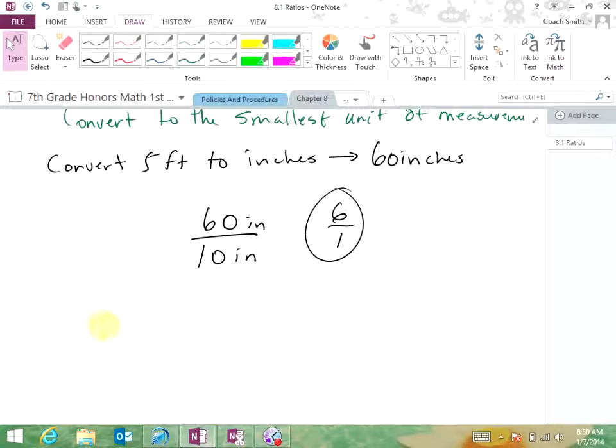I want you to do this one on your own. 2 pounds to 18 ounces. How many ounces are in a pound? 16. And that is back there in the back of the book, on the inside back cover, I guess, would be the better way to put it. Yeah, that's what we said like 5 minutes ago. So 2 pounds to 18 ounces. Raise your hand when you have the answer.